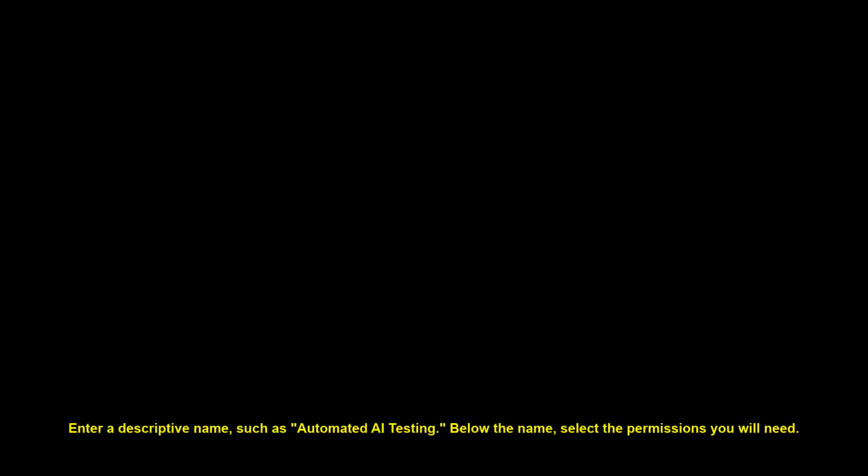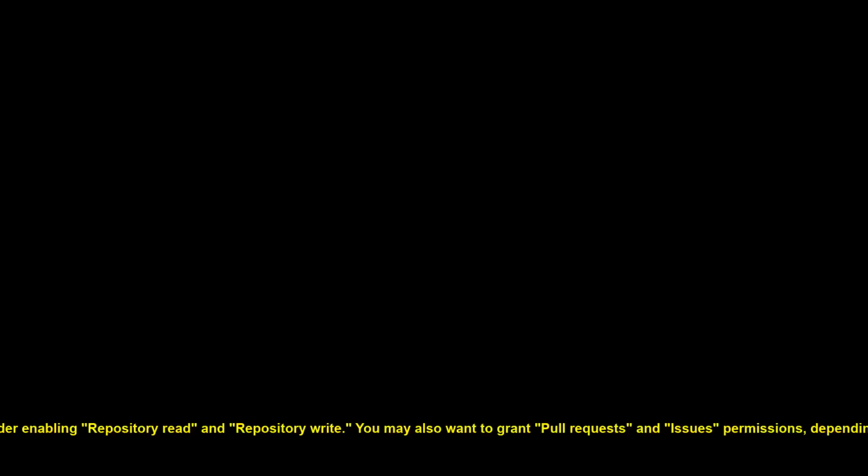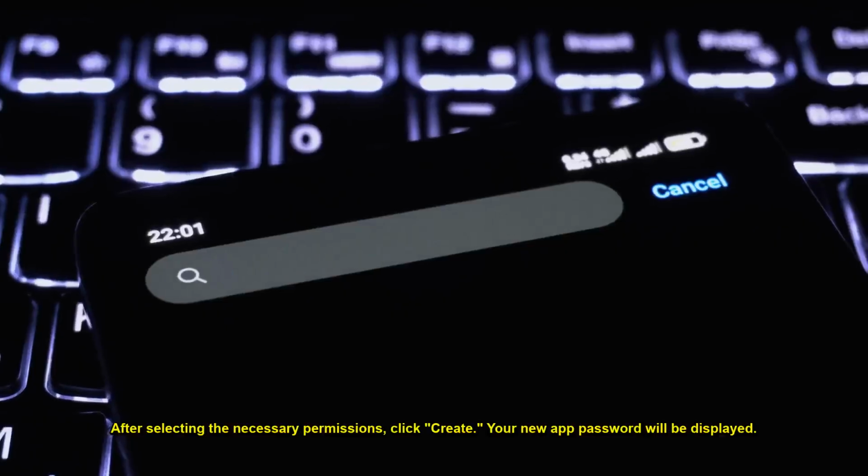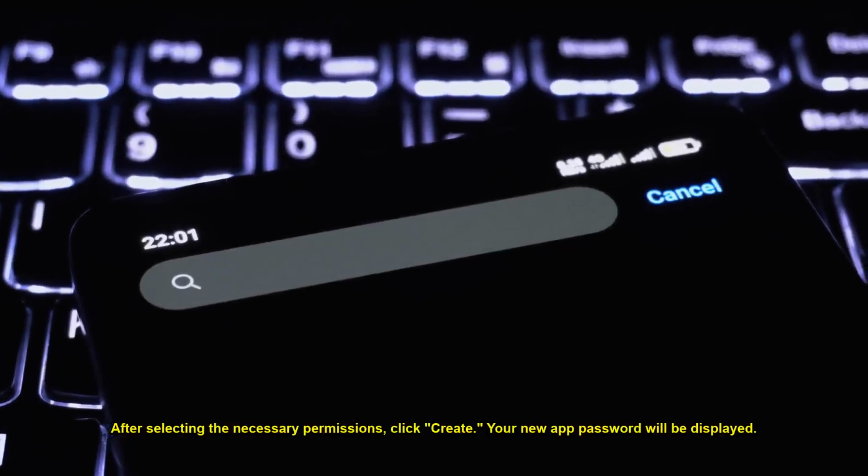Below the name, select the permissions you will need. For automated testing, consider enabling repository read and repository write. You may also want to grant pull requests. After selecting the necessary permissions, click Create.